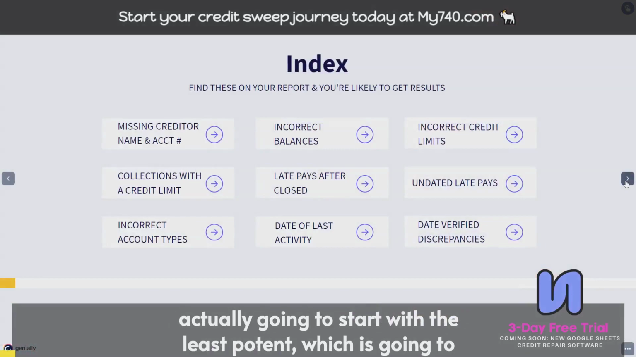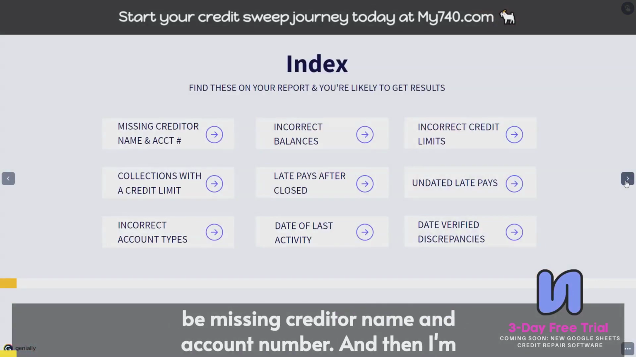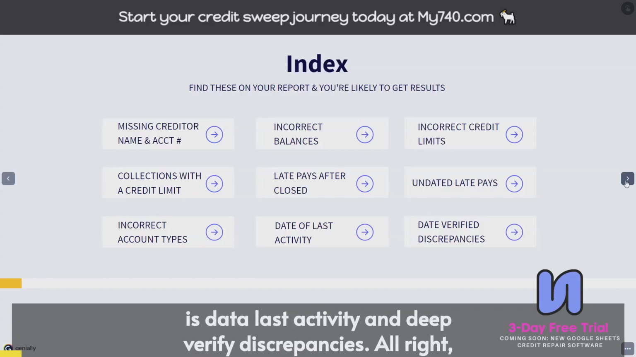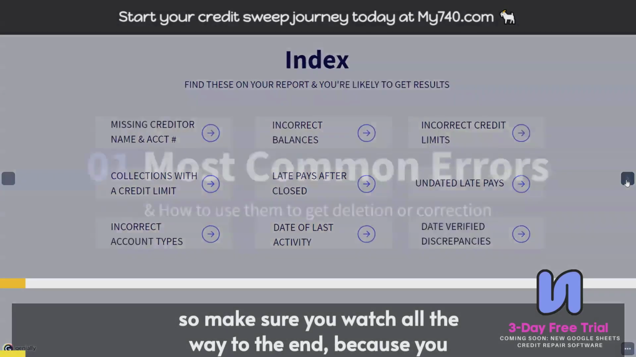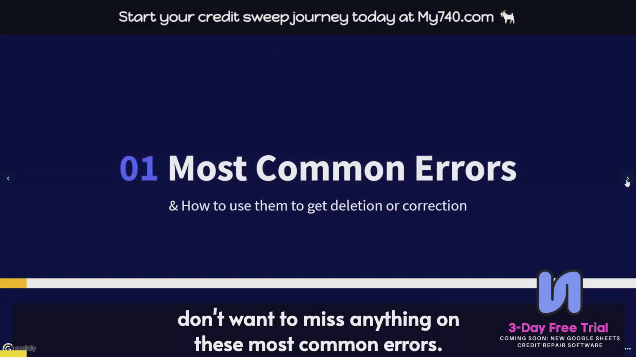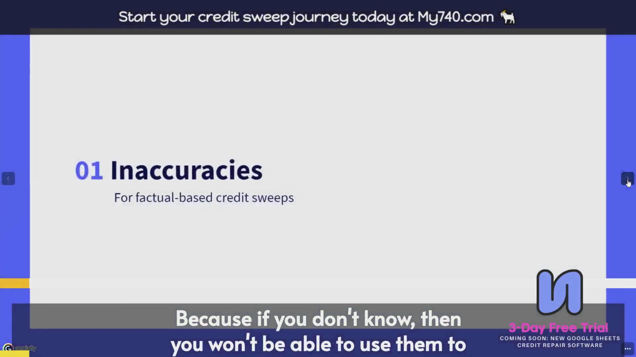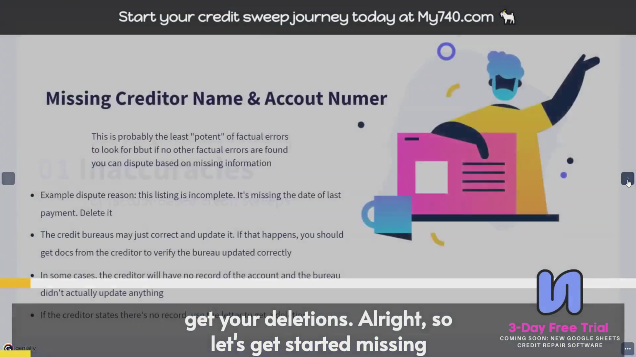And we're actually going to start with the least potent, which is going to be missing creditor name and account number. And then I'm going to give you two of my biggest smoking guns, and that is date of last activity and date verified discrepancies. All right. So make sure you watch all the way to the end because you don't want to miss anything on these most common errors, because if you don't know, then you won't be able to use them to get your deletions. All right. So let's get started.